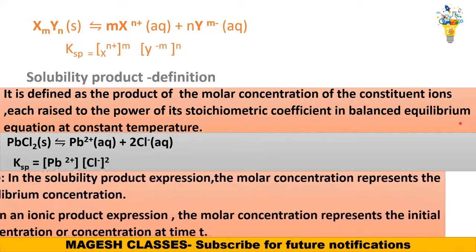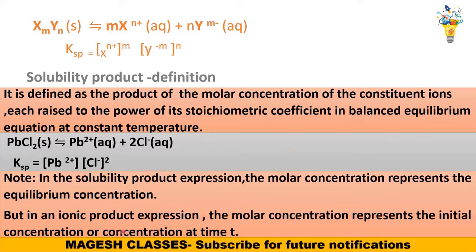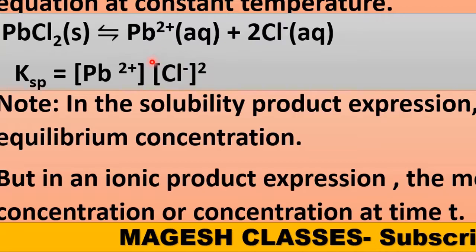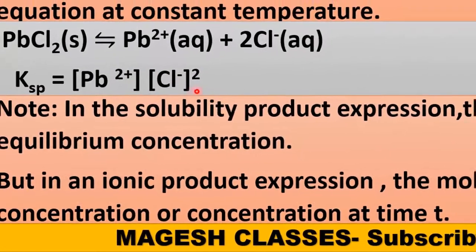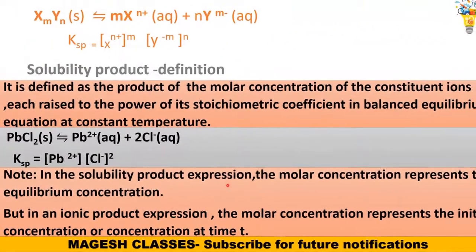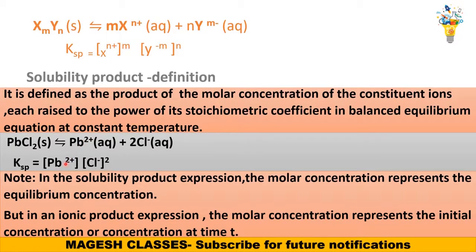Here we have to note that there is a difference between the solubility product and the ionic product. It is said to be the ionic product when the molar concentration represents the initial concentration or the concentration at time t. But in the solubility product expression, there should be an equilibrium between the constituent ions and the undissociated salt, so the molar concentration represents the equilibrium concentration. The main difference is that both expressions are the same, but the initial concentration is taken for the ionic product and the molar concentration at equilibrium is taken in the solubility product.